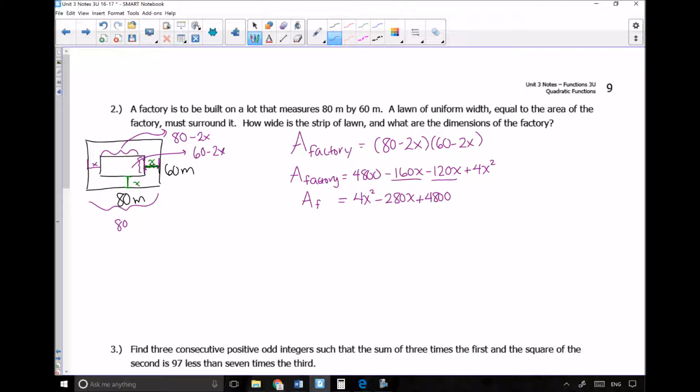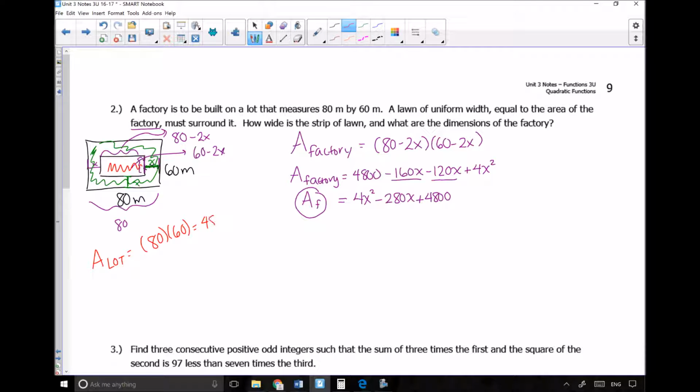Now that I know that, I want to figure out, well, what should the area of my factory be equal to? Well, it says that the lawn of uniform width is equal to the area of the factory that must surround it. So that means that the area of what we have on the outside right here is equal to the area of what we have on the inside right here. So therefore, two of these areas together should equal the area of the full lot. So the area of the full lot is going to be equal to 80 meters by 60 meters.